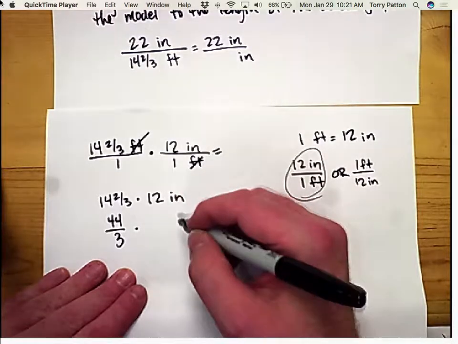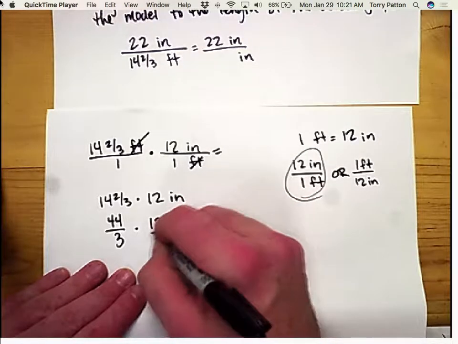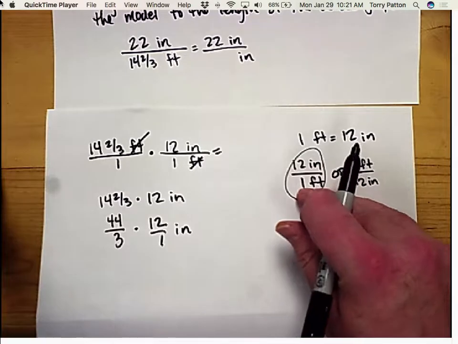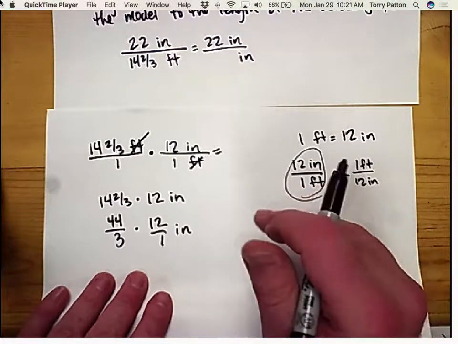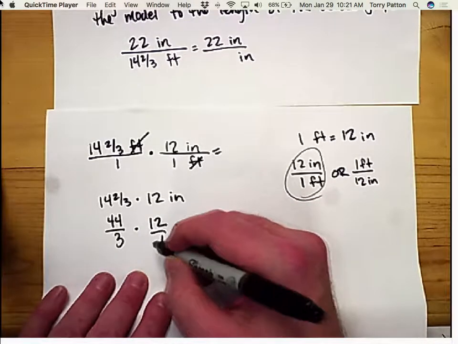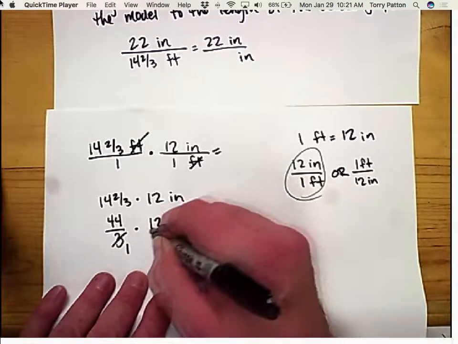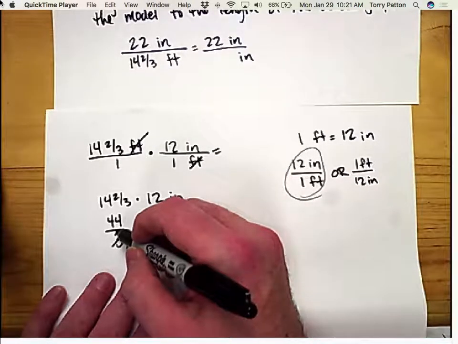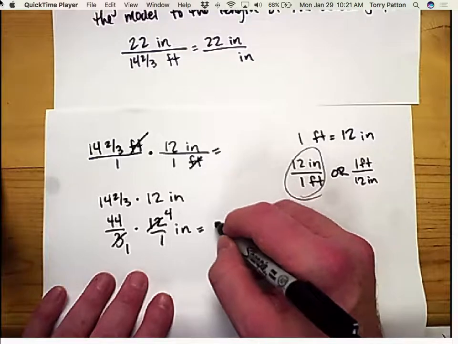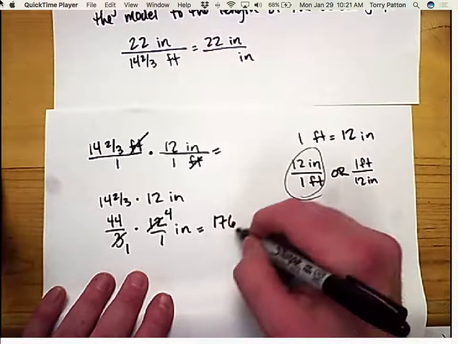Okay, 12, we have to write it as a fraction, and that's 12 over 1 inches. How can we reduce this? You can cross cancel, right? So 3 goes in there 1 time, 3 goes in there 4 times. So we've got 44 times 4, which is 176 over 1 inches.